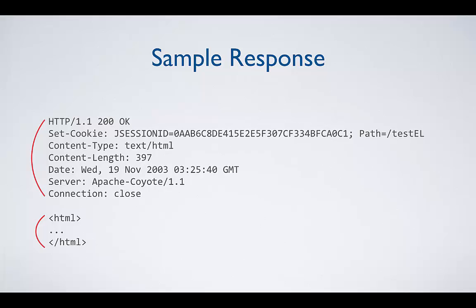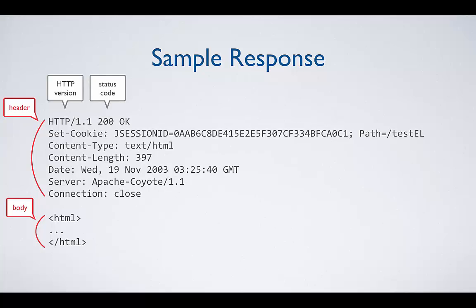Let's take a look at a sample response from a server. A response has both a header and a body. In the first line of the header, we have the protocol version, the status code, and the text version of the status code, which in this case is OK. There are many status codes, but here are the four most common.